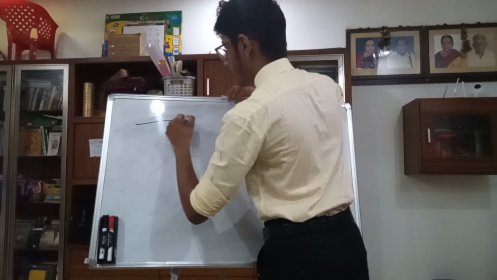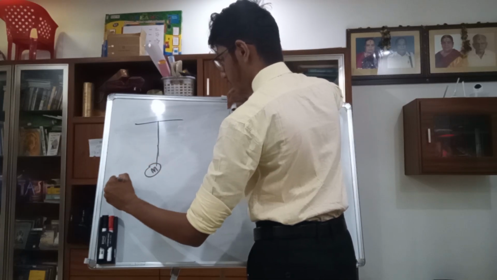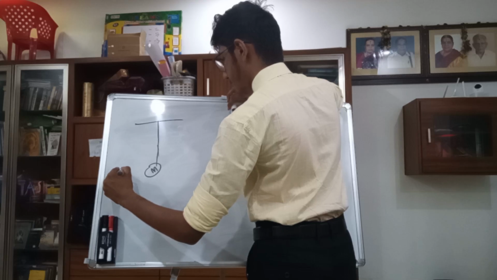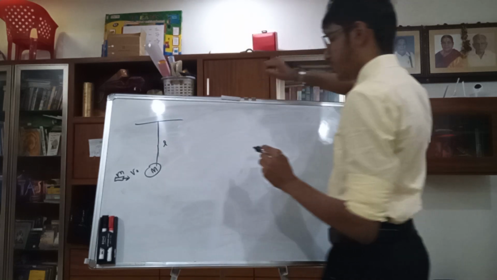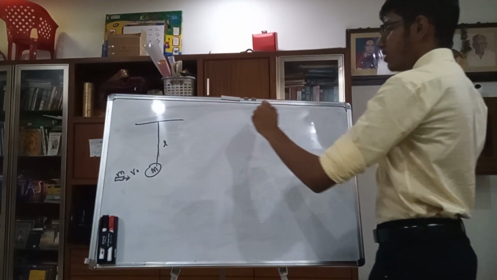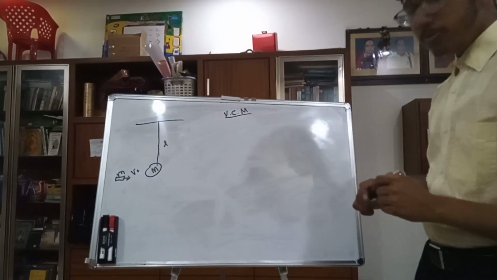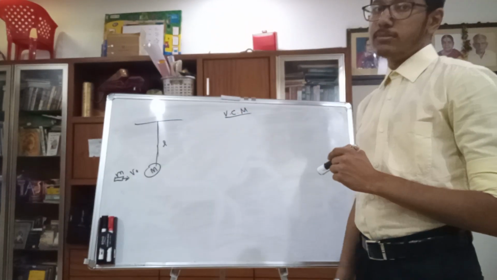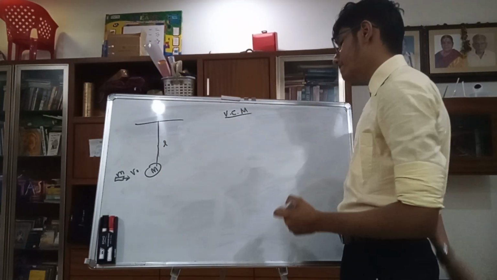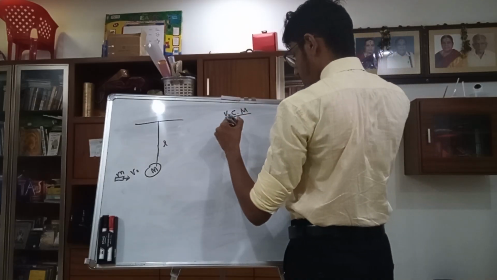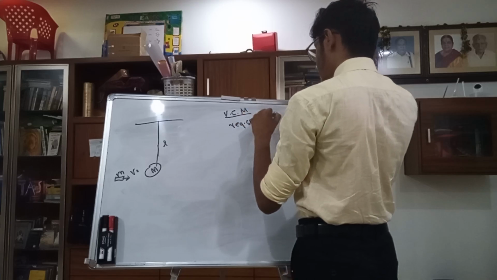Let me draw the same diagram here. It's a block of mass M and a bullet of mass m moving with speed v naught, and the string length is L. From the vertical circular motion chapter, can you tell me the minimum velocity required for the pendulum to complete one full revolution? Given that the radius here is L, we know that the required speed is root 5 gr.